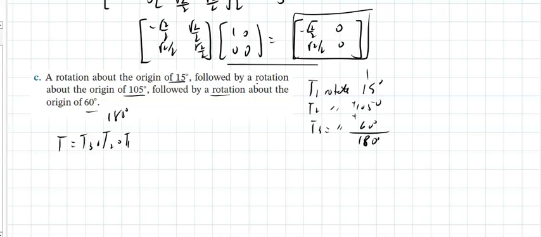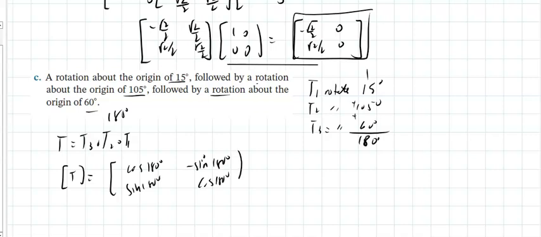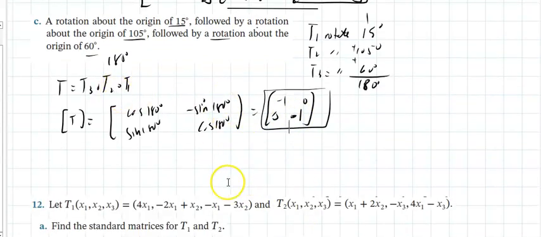The total transformation of that would simply be 180 degrees, which means T is simply the cosine of 180 degrees, negative the sine of 180 degrees, sine of 180 degrees, and cosine of 180 degrees. Well, at 180, we know those two are zeros. That's a negative 1, and that's a negative 1. I meant negative.